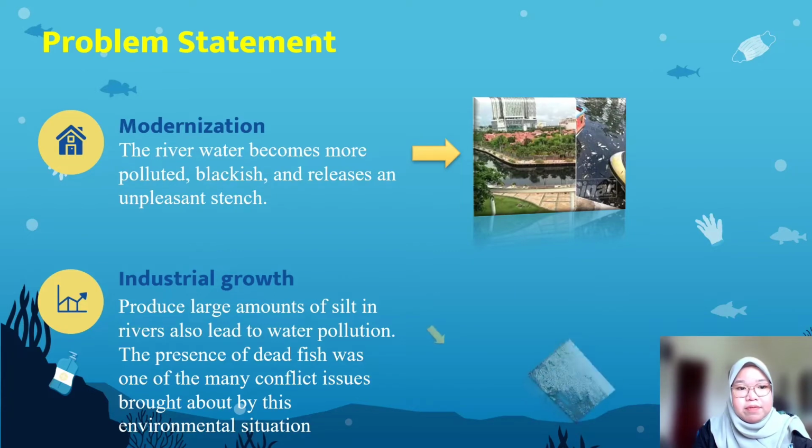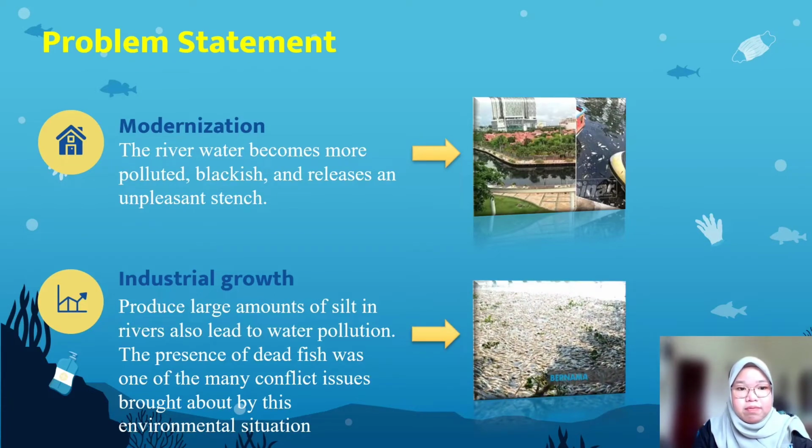The presence of dead fish was one of the many conflict issues brought about by this environmental situation. Due to the low level of dissolved oxygen in Malacca River, several cases of hundreds of wild marine and freshwater fish floating and dead in the river have been recorded.